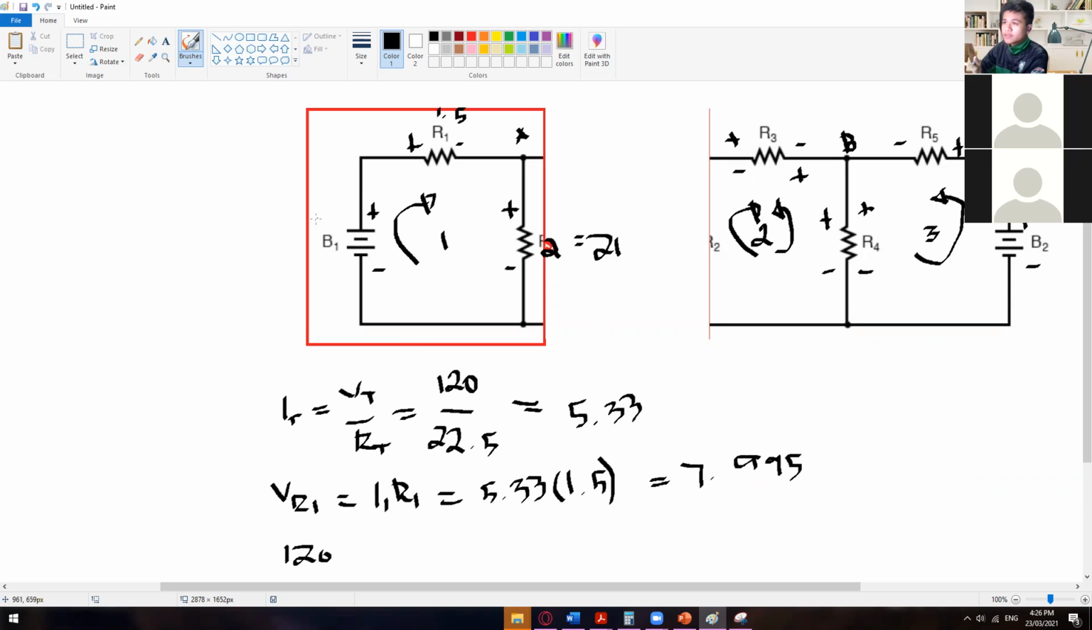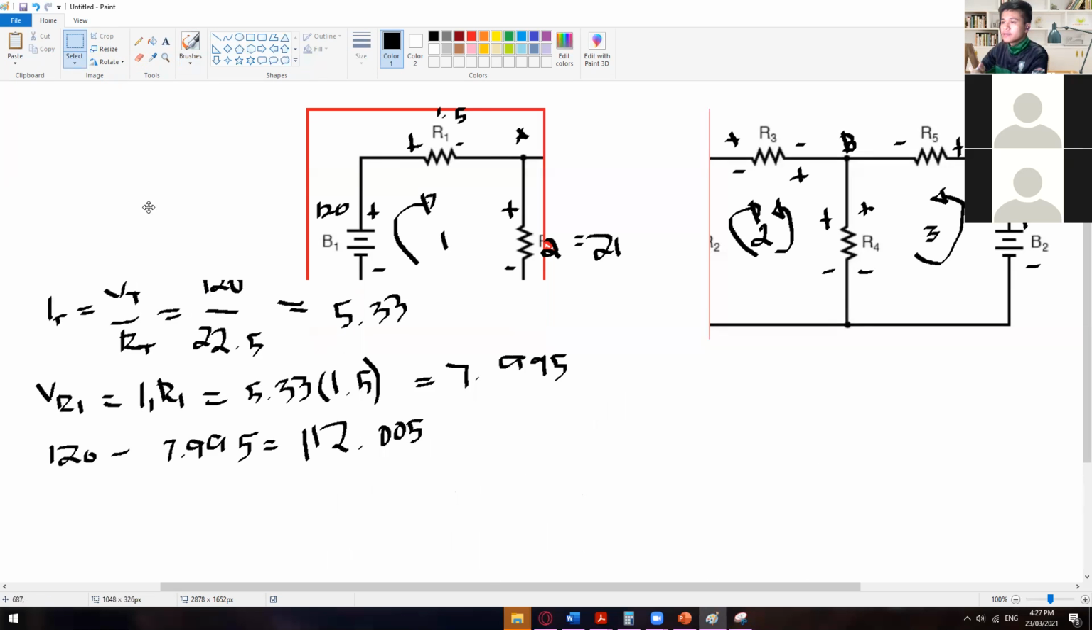Okay. So 120 volts, so this is 120 minus 7.995. So this will give you a potential voltage at node A of 112.005, okay? So this is our voltage A.